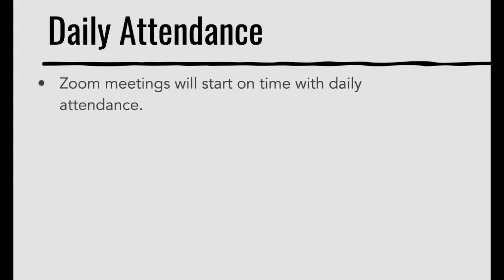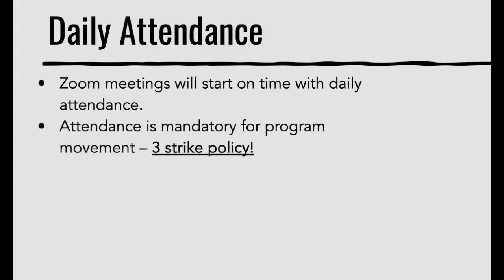So moving forward here. Daily attendance, okay? Like I told you before, but I'm reiterating because it is super important to me. The Zoom meetings will start on time, and we will start with daily attendance, okay? I will take attendance daily to make sure that you are observing that 3-strike policy. All right, so again, attendance is mandatory for program movement. On that 3rd strike, if there is one, you will not be allowed to move up programs, all right?